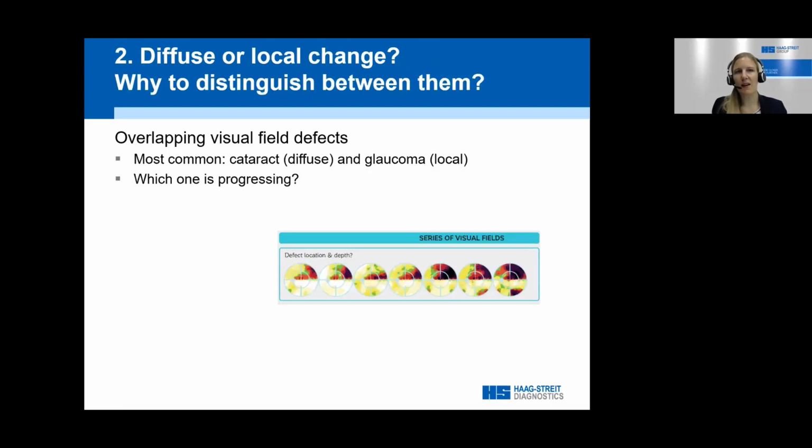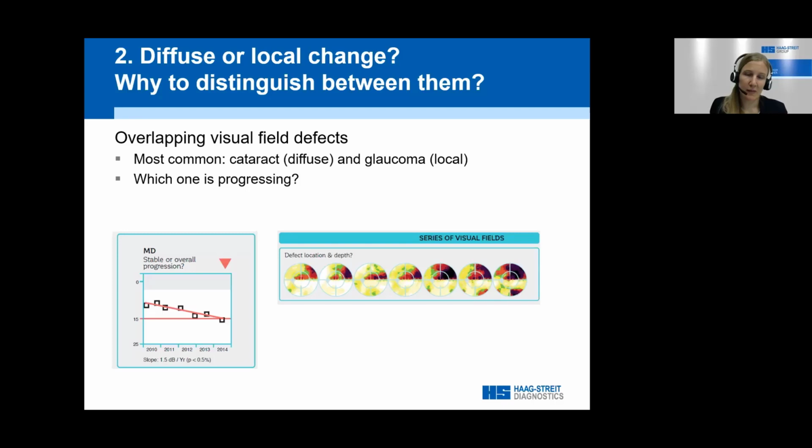For example, here's a case of a cataract patient with glaucoma. So which one is progressing? May not always be easy. I mean, here I would say locally, there's for sure progression inferior nasally, but sometimes not so clear cut. MD, of course, is progressing. The mean defect, mean deviation is progressing clearly, but you don't really know why.